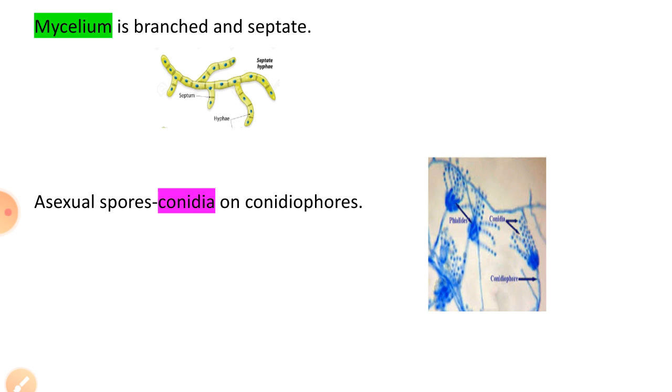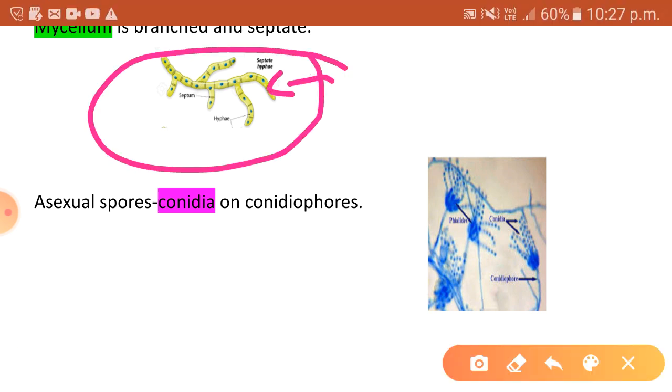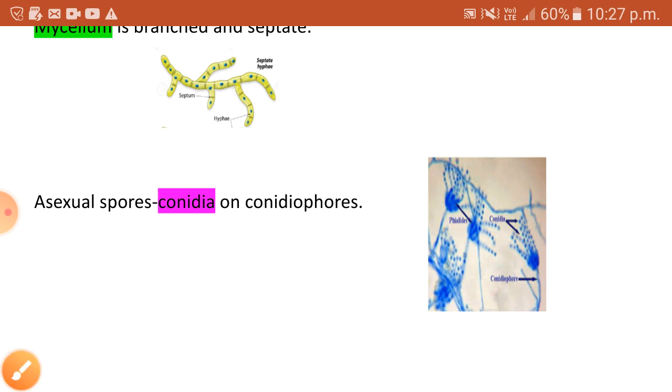The mycelium of the Ascomycetes is branched and septate, meaning there are cross walls in the hyphae. You can see it here, the cross walls. The asexual spores are conidia, which are produced on conidiophores. You can see it in this image.